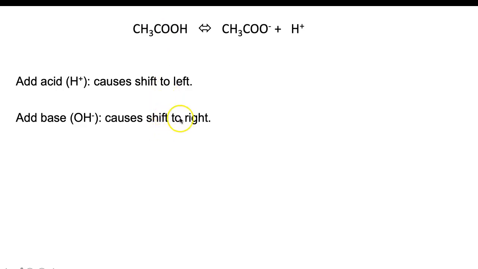What happens if I add a base to this system? Well, the hydroxide ions will combine with the hydrogen ions to form water, and thus this will cause a shift to the right. And as it shifts to the right, the acetate concentration will go up, and the acetic acid concentration will go down. So what we see is that one of these is going up while the other is going down, and many times you have to figure out which one is changing in which direction.